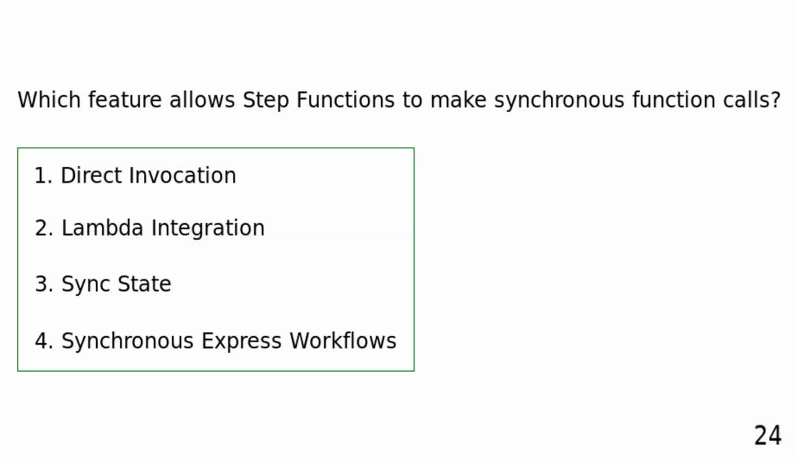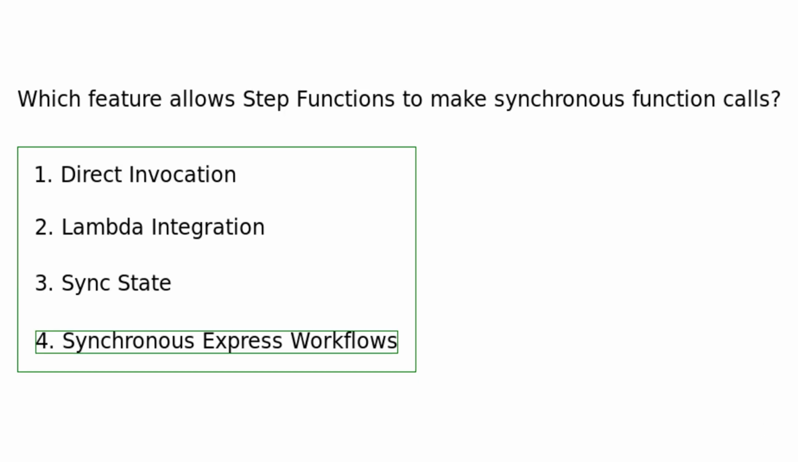Which feature allows step functions to make synchronous function calls? Direct invocation. Lambda integration. Sync state. Synchronous express workflows. Synchronous express workflows in AWS Step Functions allow for synchronous, fast function calls, ideal for microservices architectures requiring quick responses.